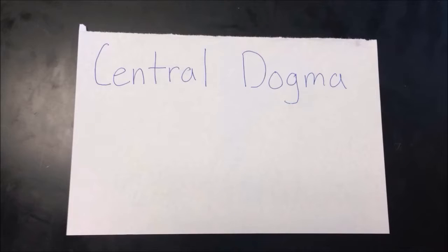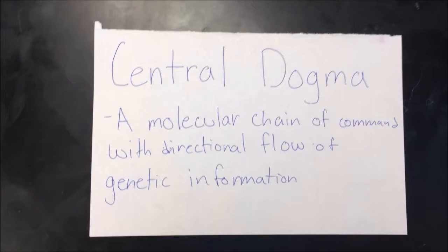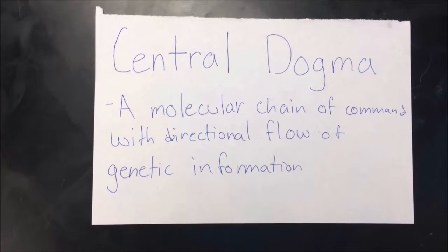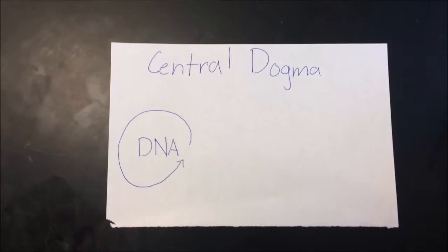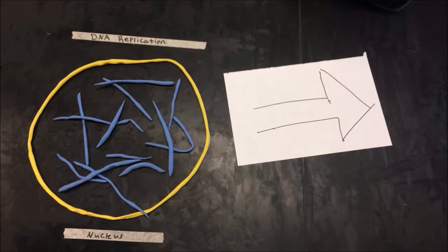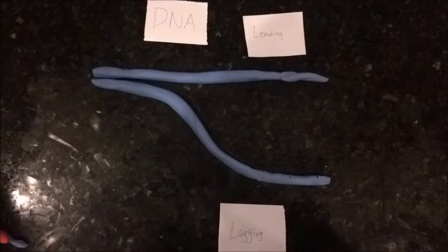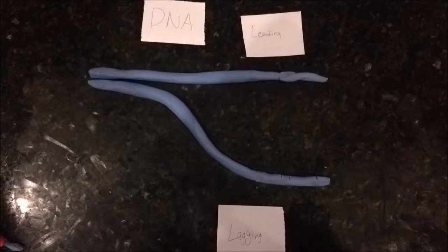Central dogma: a molecular chain of command with directional flow of genetic information. The central dogma starts with DNA replication. DNA replication begins in the nucleus where the chromosome is located. During DNA replication, the DNA consists of the leading and the lagging strand.